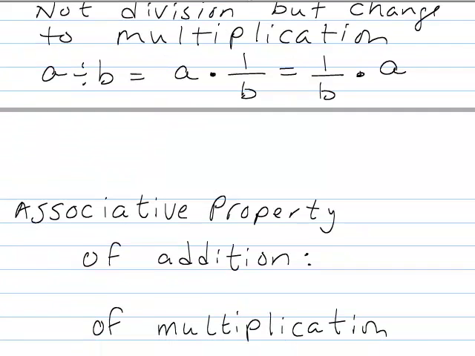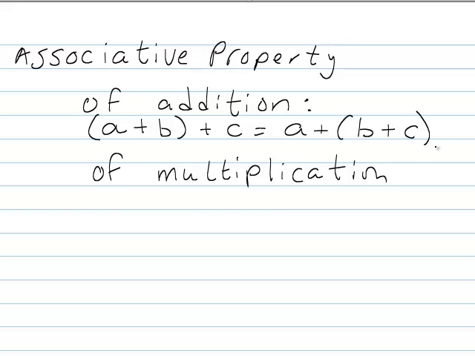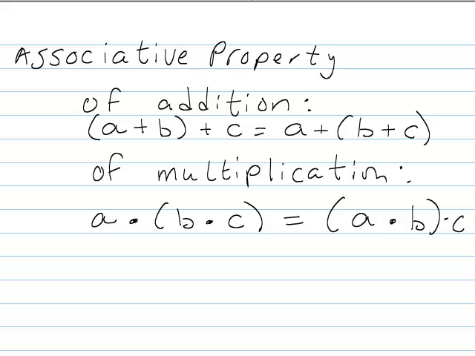So now we can look at the associative property of addition and the associative property of multiplication. And this one is A plus B, the quantity, plus C equals A plus the quantity B plus C. So we can rearrange and do them in any order. And then the associative property of multiplication: A multiplied by the quantity B multiplied by C equals the quantity A multiplied by B multiplied by C. And we can do that in whichever order.